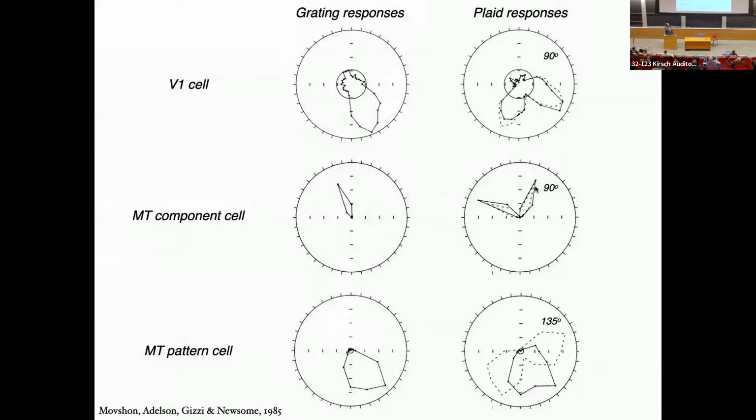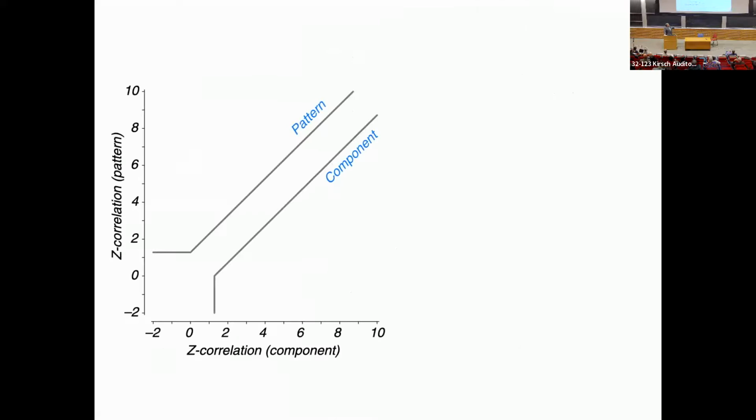And you can measure this by comparing the accuracy with which you can predict the tuning of a cell based on the model that it's responding to the overall motion, which is the pattern prediction, or to the individual components, which is the component prediction. You can plot data from individual cells in this space, where you look at the correlation between the data and these two predictions.